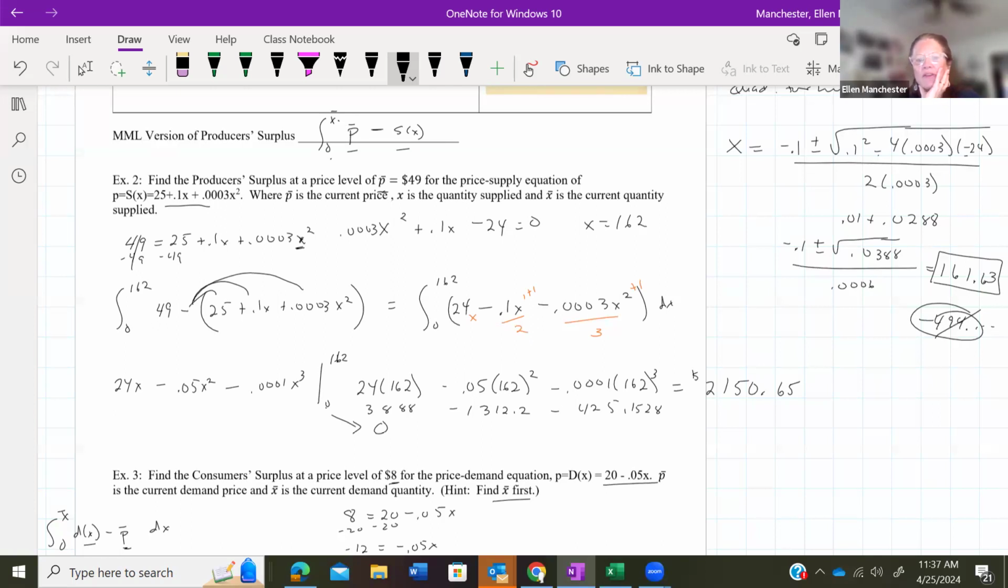Okay, so what this means is my producer surplus is $2,150.65, which means this is basically my profit. This is money that I was actually able to get because the consumers were really hoping to pay less, but they were willing to pay the $49. Okay, so that's that area under the curve.